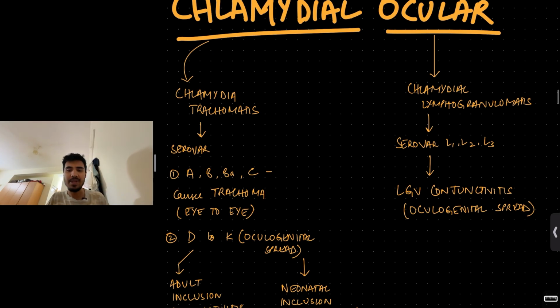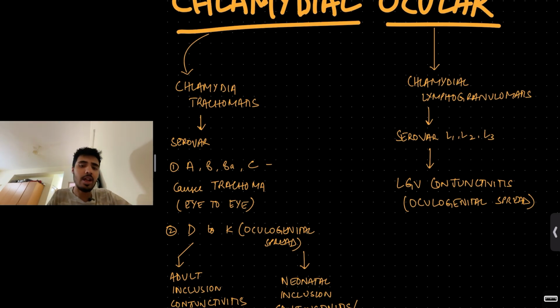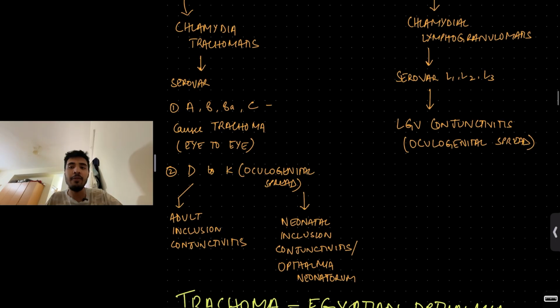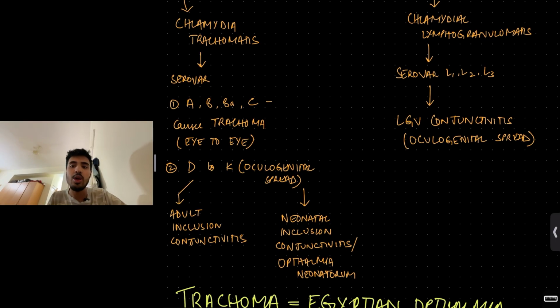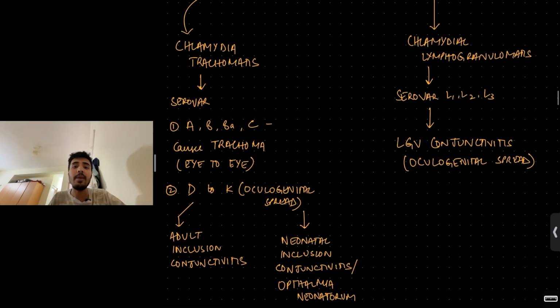Just remember the species. You have Chlamydia trachomatis and you have Chlamydia lymphogranulomatis, two species. Now, under Chlamydia lymphogranulomatis, you have serovar L1, L2, and L3, which cause something known as LGV conjunctivitis. Now, lymphogranuloma venereum conjunctivitis. Venereum meaning something related to sexual, right? So it shows oculogenital spread. So this is LGV conjunctivitis by Chlamydia lymphogranulomatis.